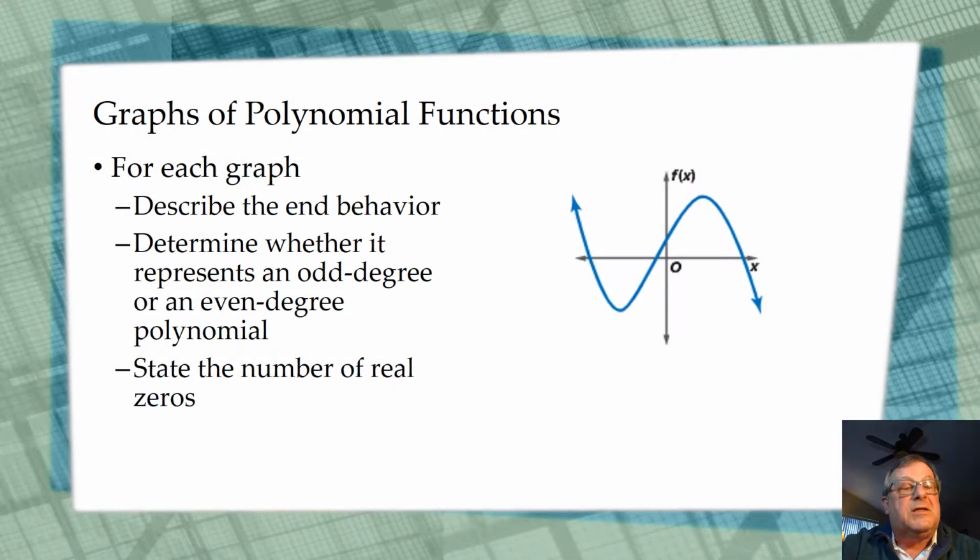Well, what do you say we start exploring the graphs of polynomial functions? And so here we have a graph on the right, and we're asked to describe the end behavior. And then we're going to determine whether it's an odd degree or an even degree polynomial. And the third thing we're asked to do here is to state the number of real zeros. Well, let's look at this end behavior.